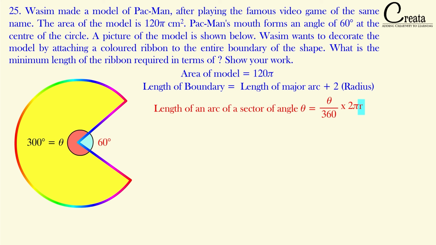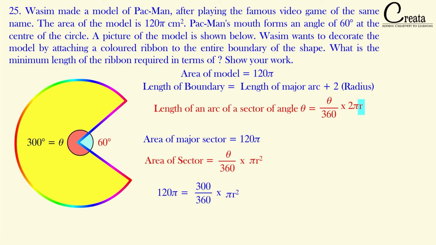For that a hint is given in the question, that is the area of the model is given as 120 pi centimeter square. It means area of the major sector or area of the shaded region is given as 120 pi centimeter square. And what is the formula of area of the sector? It is theta upon 360 into pi r square. And here theta is 300 degree for the shaded region. Let's put the value. On solving we got r square is equal to 12 into 12. So r will be equal to 12 centimeter. Got it? We got the value of radius, that is 12 centimeter.